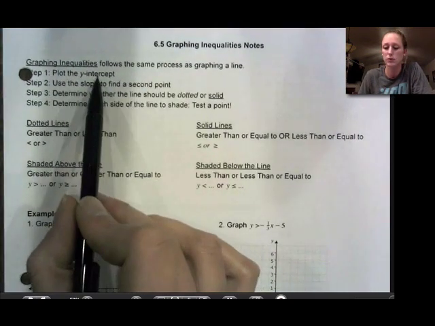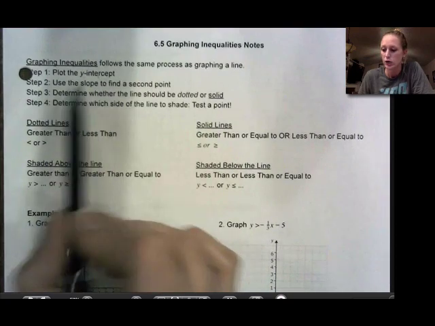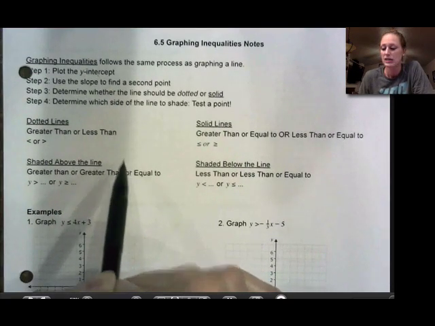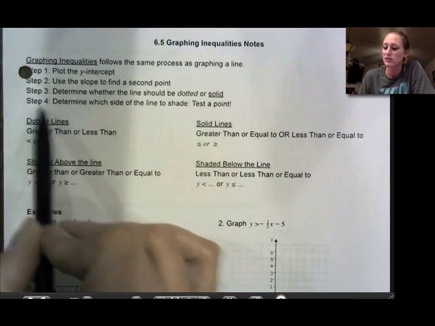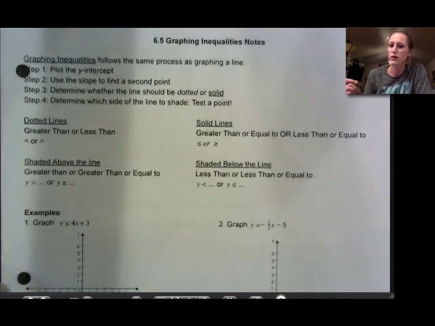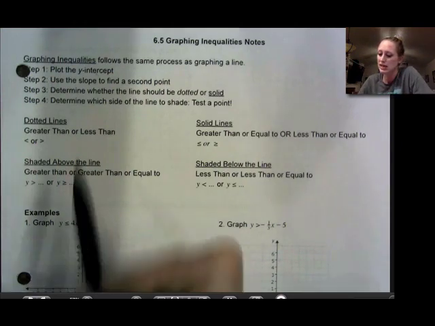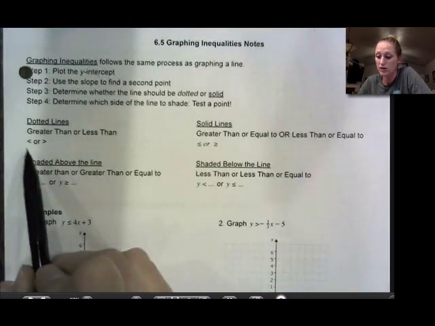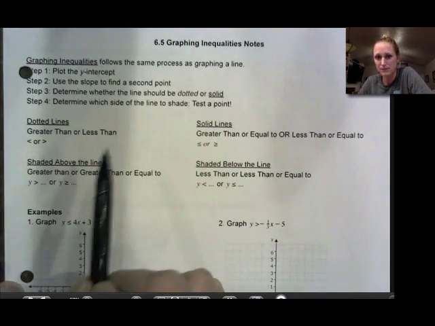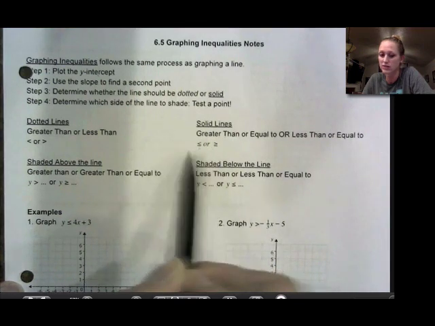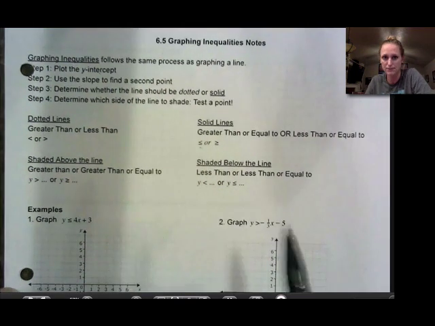We're going to start by plotting the y-intercept on the y-axis. We're going to use the slope, rise and run, to get a second point. Then this is where the inequality piece comes in. Instead of just connecting those 2 points, we are either going to have a dotted line or a solid line. If it is greater than or less than, not or equal to, it's going to be a dotted line. If I have greater than or equal to or less than or equal to, that's when it's going to be a solid line.